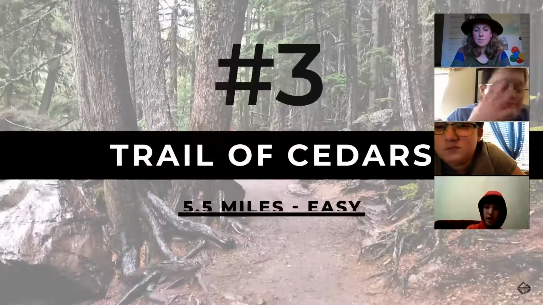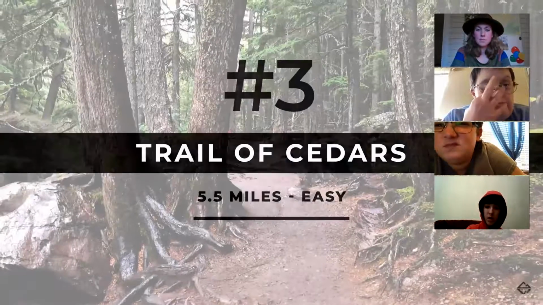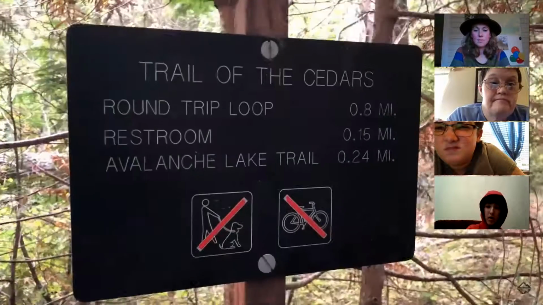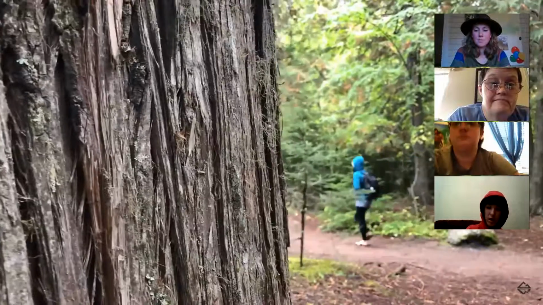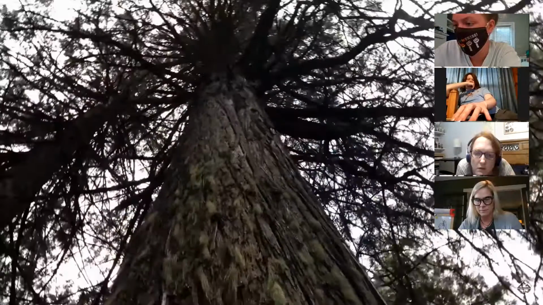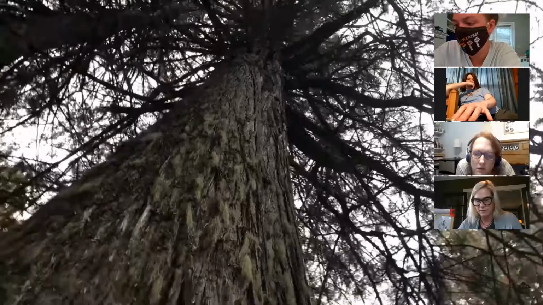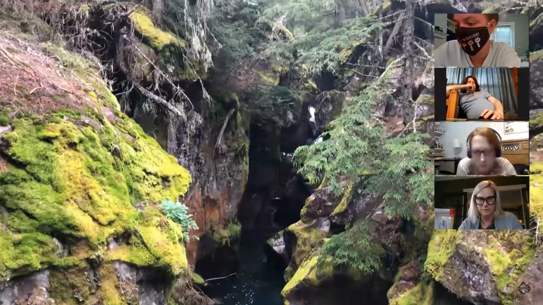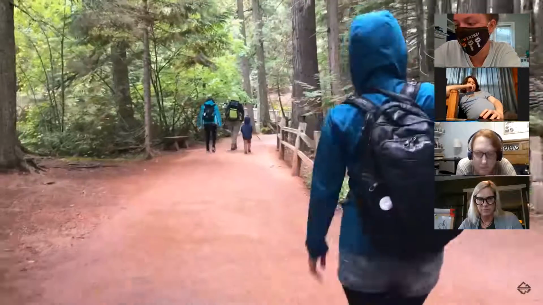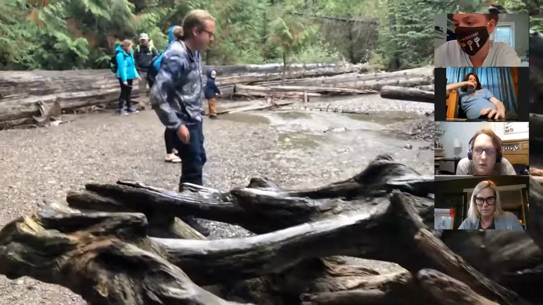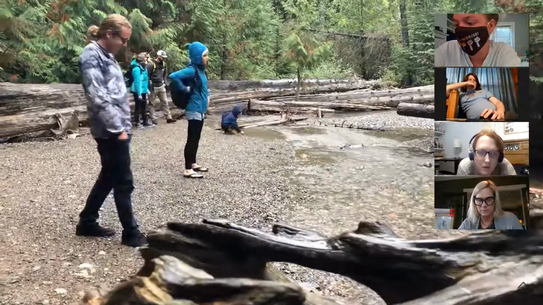Last of our easy hikes is the Trail of the Cedars. A nice relaxed loop just 0.8 miles long, it's entirely boardwalk and is wheelchair accessible, taking you through towering cedar forests and past the yawning Avalanche Gorge viewpoint. It's located conveniently right on the Going to the Sun Road, and like our other easier hikes, it gets busy pretty quickly.